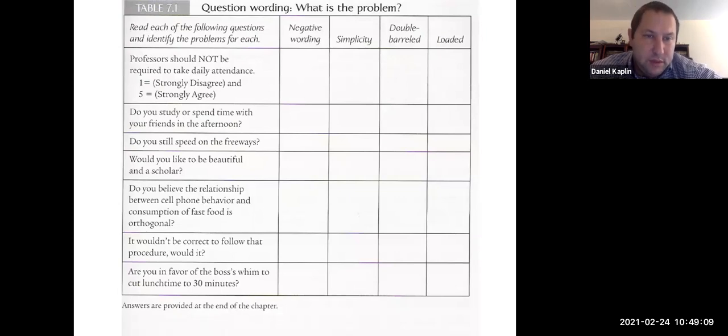Do you study or spend time with your friends in the afternoon? Well, is it possible that you do both? Right? So that's a double-barreled question, right? So when you think about it, you could actually do both, right? So you might want to separate that into two questions, such as, do you study in the afternoon? Do you spend time with your friends in the afternoon? To allow for it to be both.